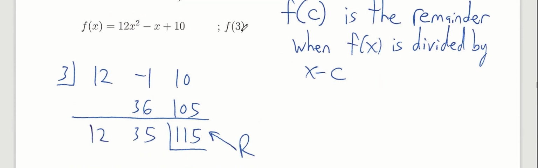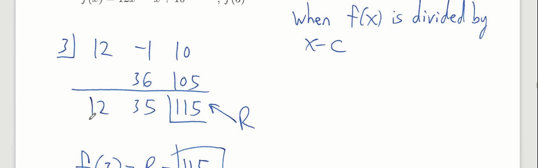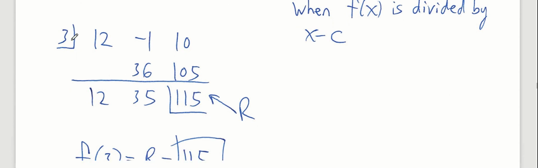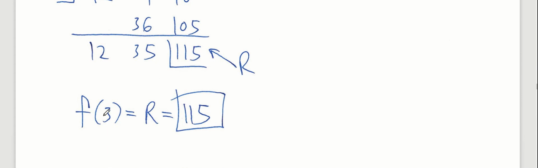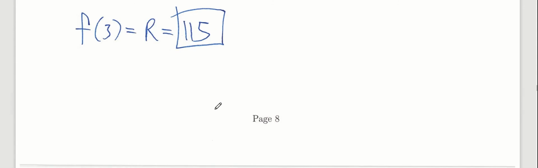So I'm going to test to see what f of 3 is. I plug 3 in for synthetic division. The coefficients are 12, negative 1, and 10. We perform synthetic division. It would work out being 12x plus 35, and then we have this remainder here. According to the remainder theorem, that is actually equal to the value of the function when it is evaluated at 3. So you're looking for the value of the remainder, and that's your function value. F of 3 equals 115.